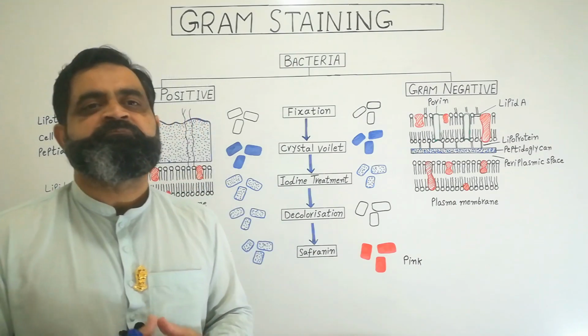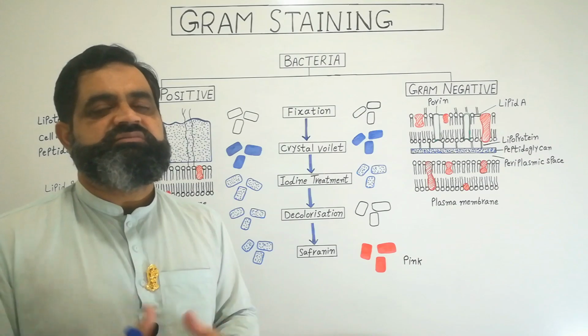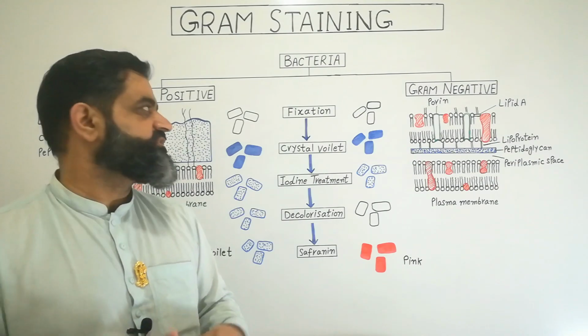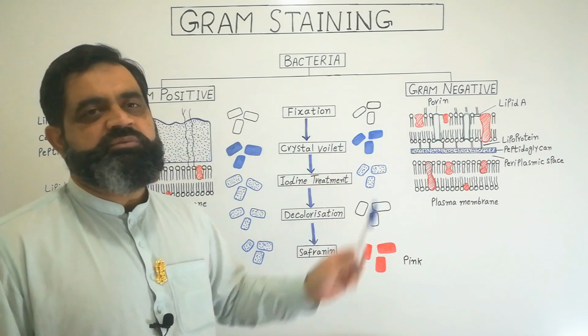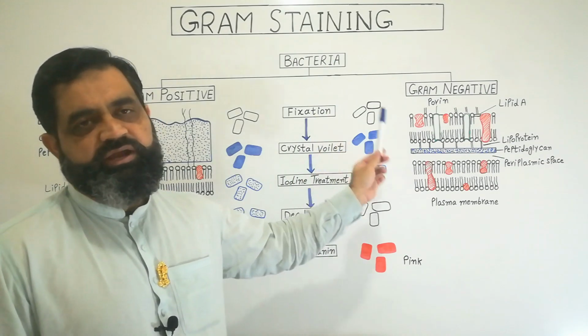In this way, Christian Gram developed a technique to group or classify bacteria on the basis of gram stain, which is also known as crystal violet dye. On the basis of this, bacteria have been classified into gram positive and gram negative.